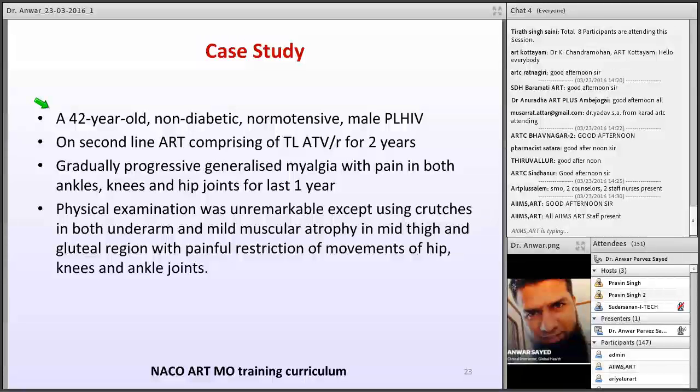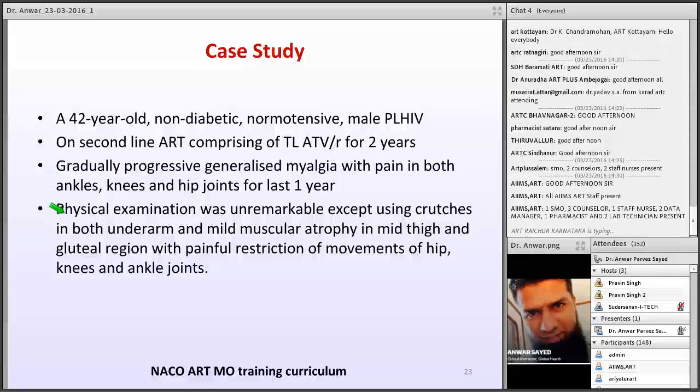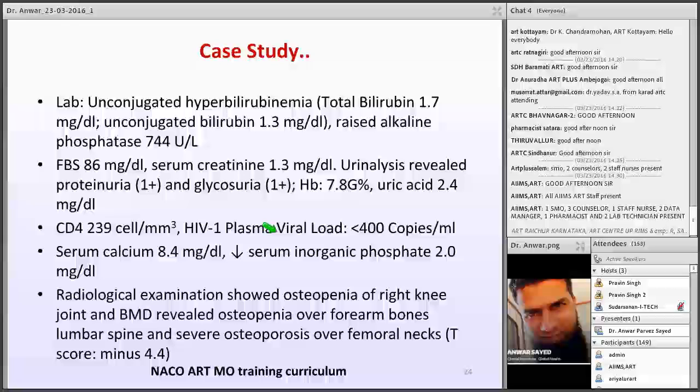This is about a 42 years old male, non-diabetic, normotensive, PLHIV, on second line ART, that is TL atazanavir ritonavir, for 2 years, and gradually progressed to have generalized myalgia with pain in both ankles, knees, hip joints since past 1 year, and weakness in muscles. Then physical examination was unremarkable, except using crutches in both underarms, and then there was a mild muscular atrophy.